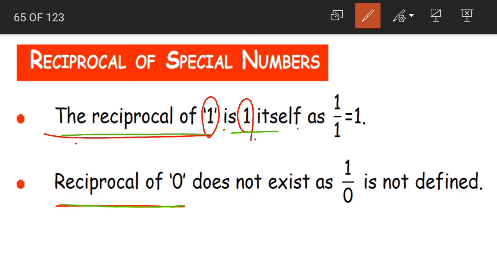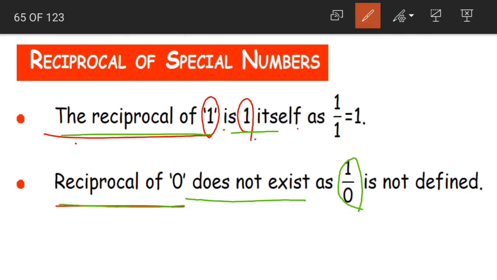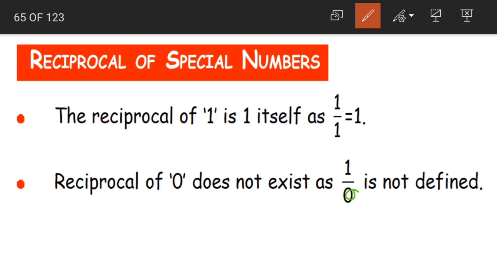And now coming to our other special number, 0. The reciprocal of 0 does not exist as 1 divided by 0 is not defined. Okay, we cannot divide any number by 0, children. So not only 1, 5 divided by 0 is also not defined. 100 divided by 0 is also not defined.